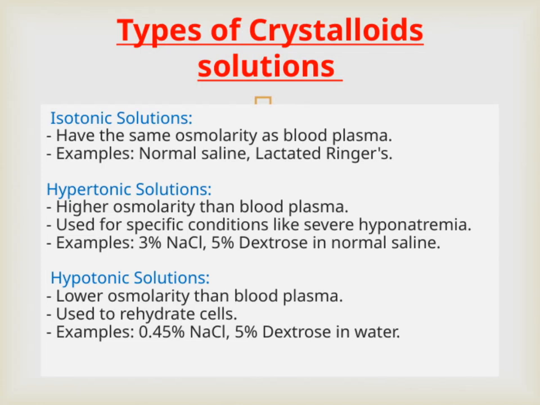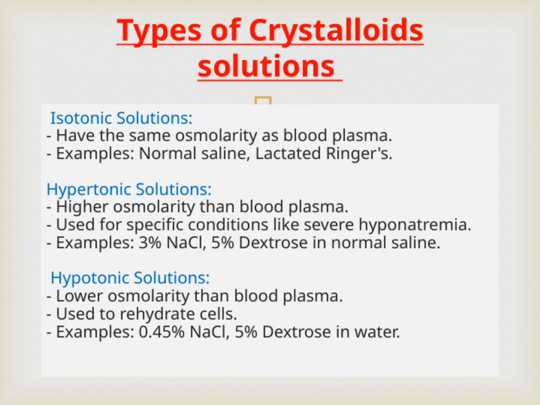Now, let's look at the different types of crystalloid solutions. First, we have isotonic solutions. These have the same osmolarity as blood plasma, which means they won't cause fluid shifts between cells and blood. They're often used when we want to expand blood volume without altering the osmotic balance. Common examples include normal saline and lactated Ringer's, which are staples in many clinical settings.